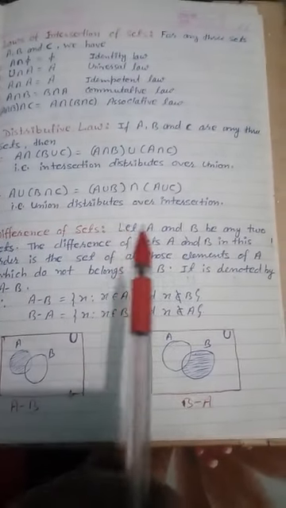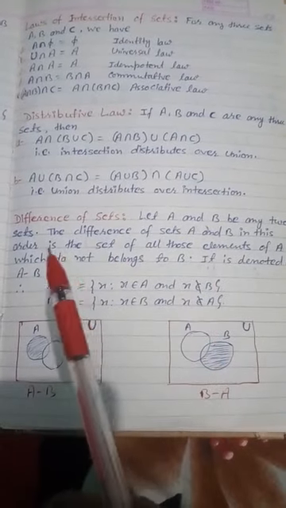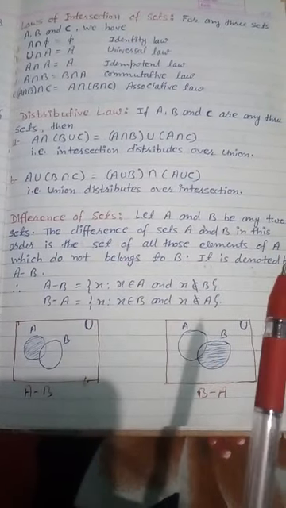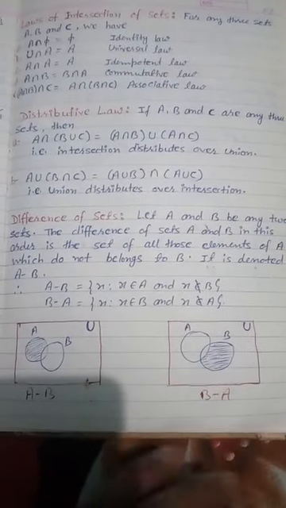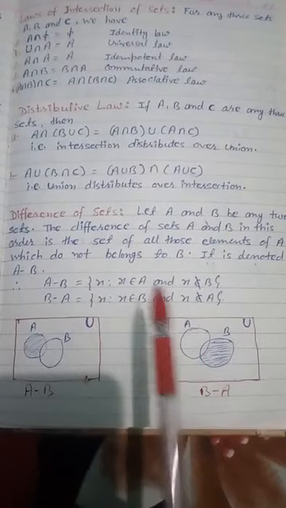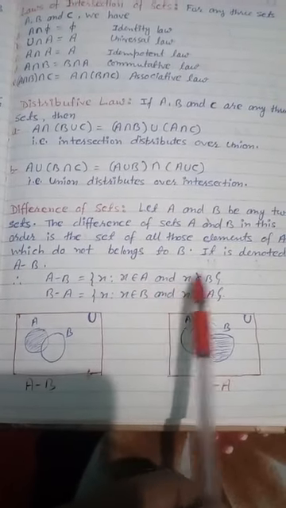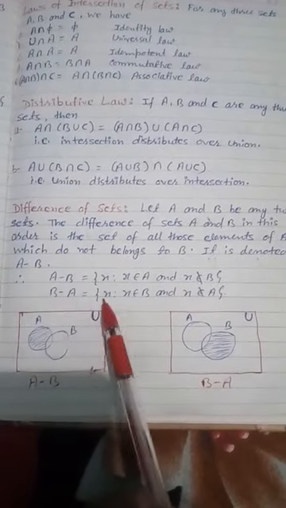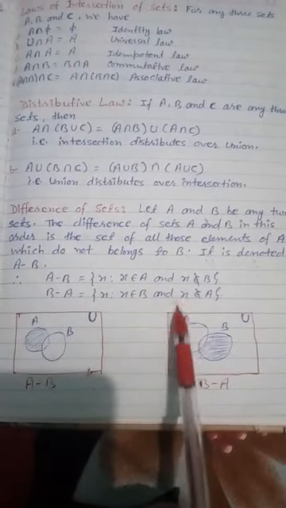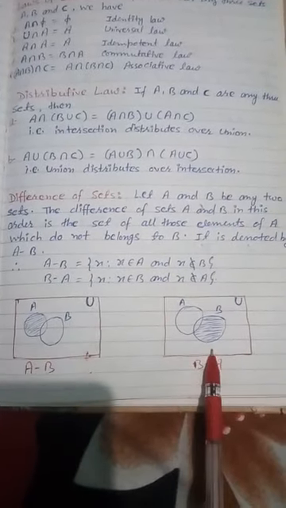Now, difference of sets. Let A and B be any two sets. The difference of sets A and B, in this order, is the set of all those elements of A which do not belong to B. When we find A minus B, it means the elements which belong to A but not to B are known as A minus B. And for B minus A, the elements which belong to B but not to A, that is called B minus A. These are the Venn diagrams for A minus B and B minus A.